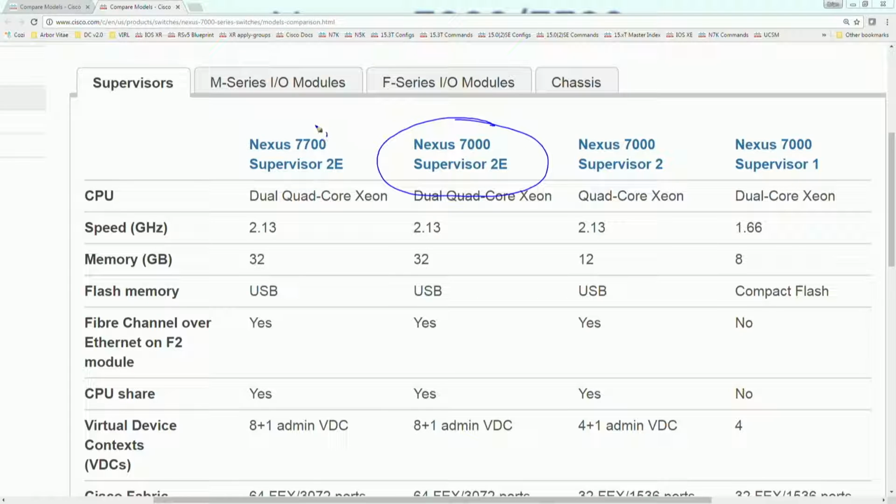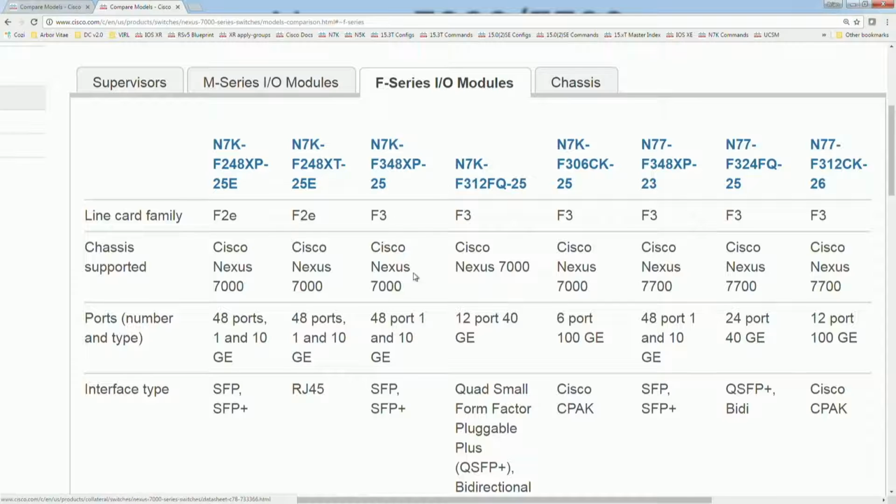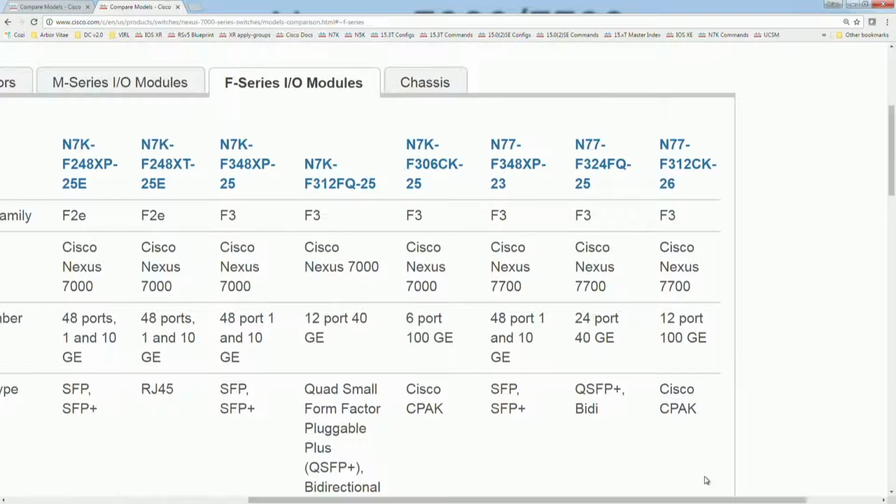You can see for 7700 and Nexus 7K, this is going to be the current processor. And then in terms of the input-output modules or the I/O modules, we're going to be running the third generation cards, which is the F3 cards. And specifically, we're going to be using the 48-port 10 gig card, which is the F3 48 card.